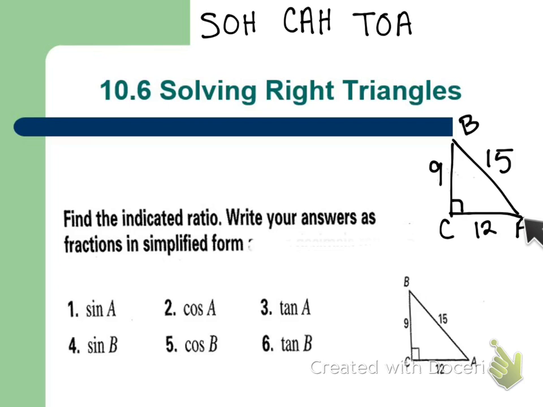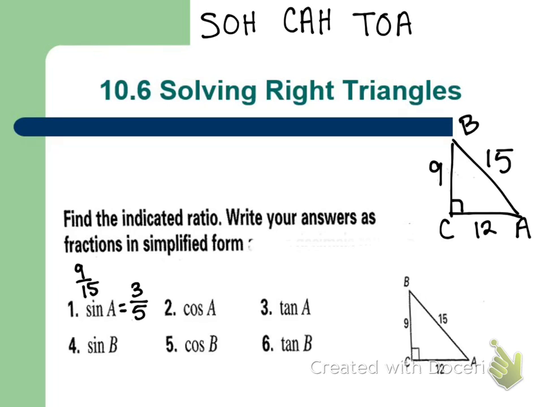If we're looking at angle A as our reference, which side is opposite? 9, and the hypotenuse is 15. So we would put 9 over 15. 9 over 15 can reduce to be 3/5.